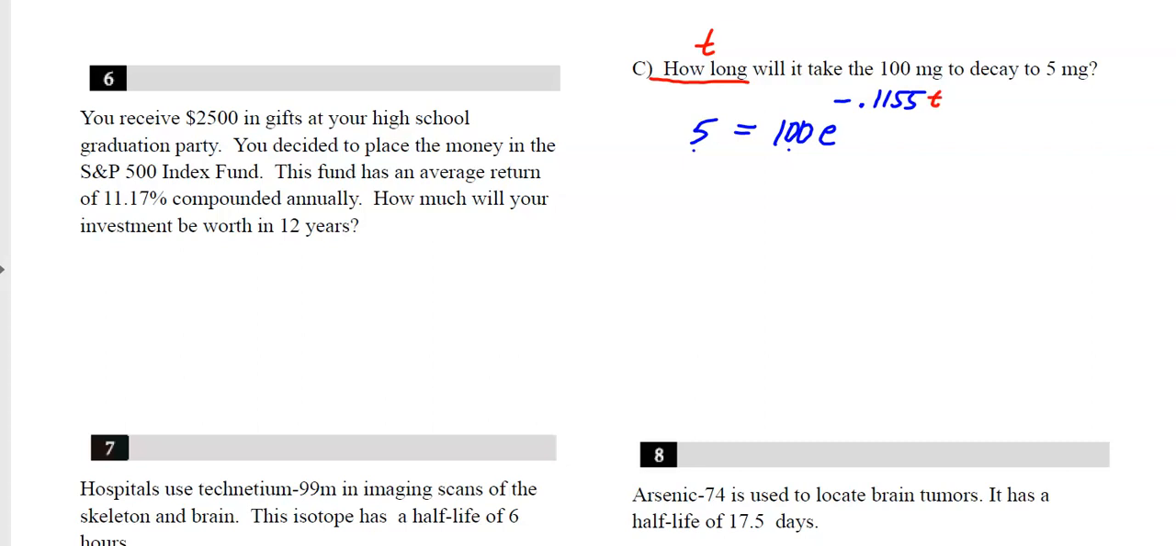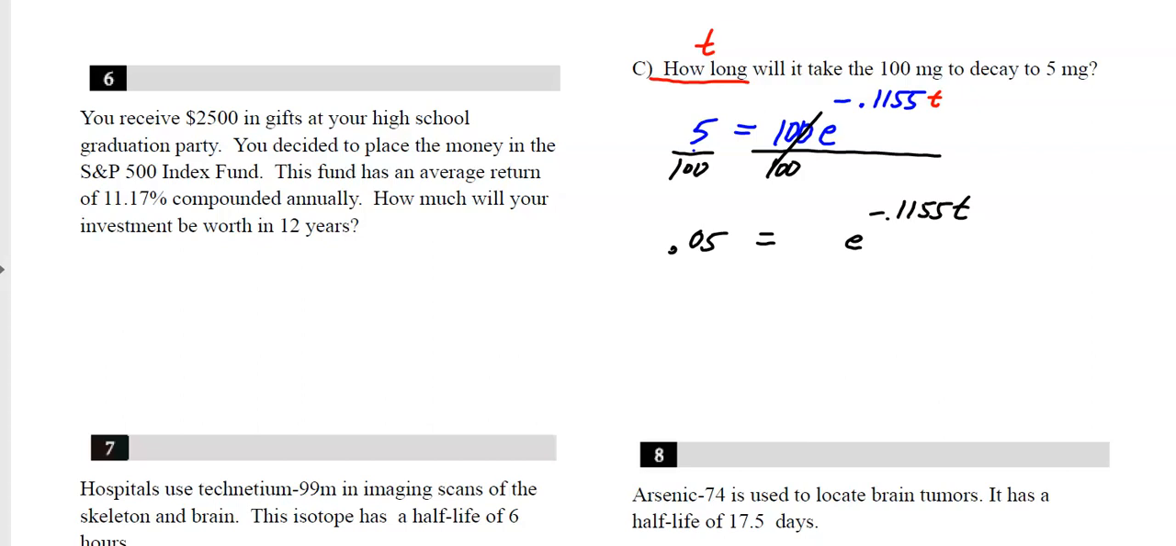A couple different ways you could do it. You could graph both of these and look at the table. That would be one option. Just graph y equals 5, graph y equals this part, see where they intersect, or just check the table until you get to 5. I'm going to use logs though, just because that's what we've kind of been doing. So I'm going to divide both sides by 100 because I have to get the base by itself. I do that, and I get 0.05 equals e to the negative 0.1155 t.